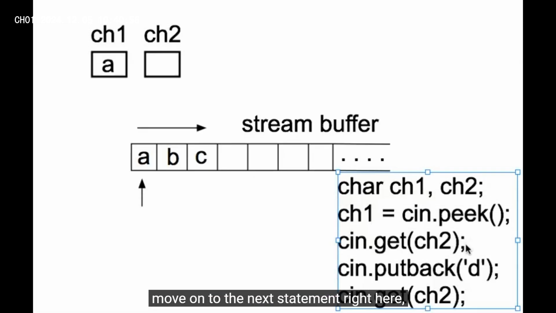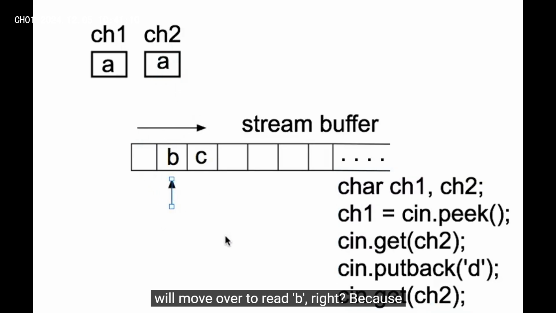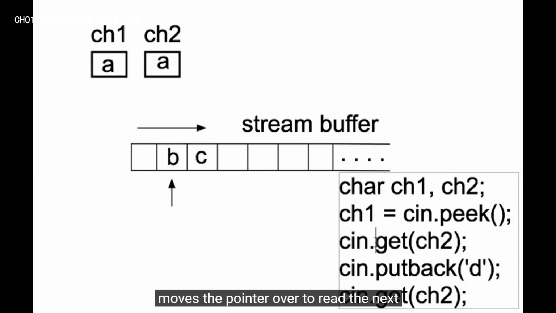Now we will move on to the next statement right here. And so cin.get ch2. Well, the pointer is pointing at A right there, so the A will move into ch2. And then the pointer will move over to read B, right? Because that's how get works. It moves the pointer over to read the next thing.